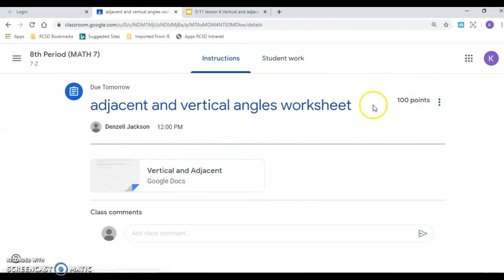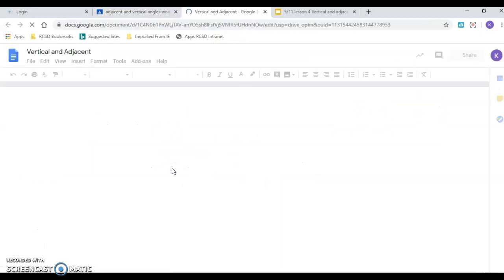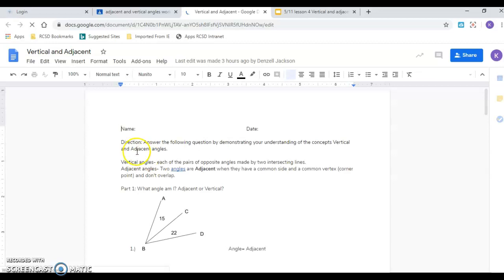So go ahead and open up your work on the side for this one. Okay, directions. Answer the following questions by demonstrating your understanding of the concepts vertical and adjacent angles. Vertical angles, each pair of opposite angles made by two intersecting lines. Remember the intersection or the fish lips I just talked about. Adjacent angles. Two angles are adjacent when they have a common side and a common vertex, corner point, and they don't overlap. So part 1. Am I adjacent or vertical?